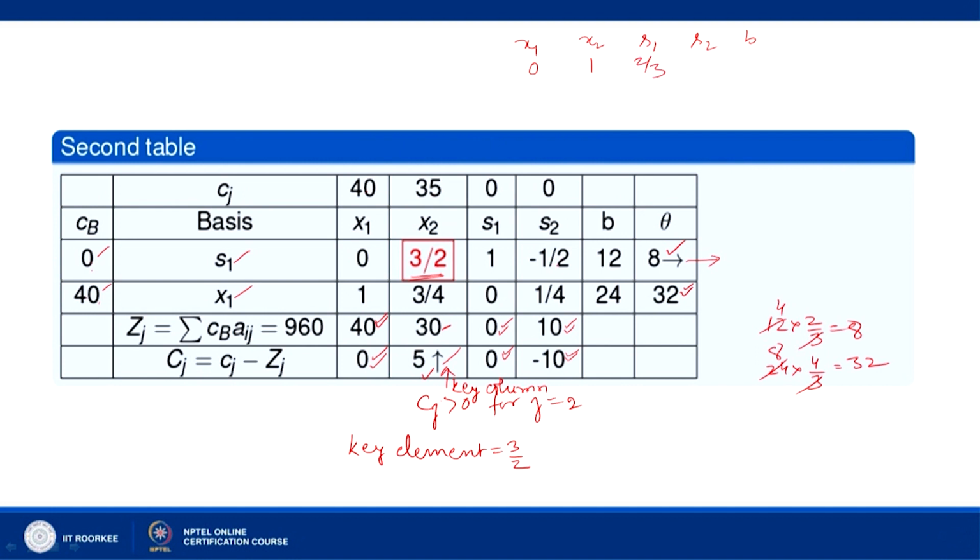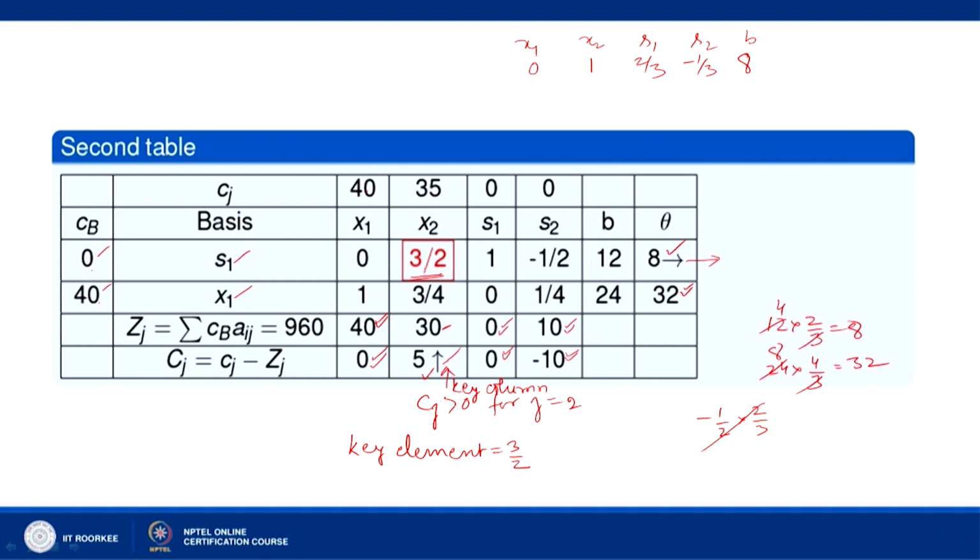And we divide by 3 by 2. So, we get minus 1 by 3, minus 1 by 2 into 2 by 3. So, we get minus 1 by 3, and then 12 divided by 3 by 2. So, 12 divided by 3 by 2 means 12 into 2 by 3. So, we get 8 here.